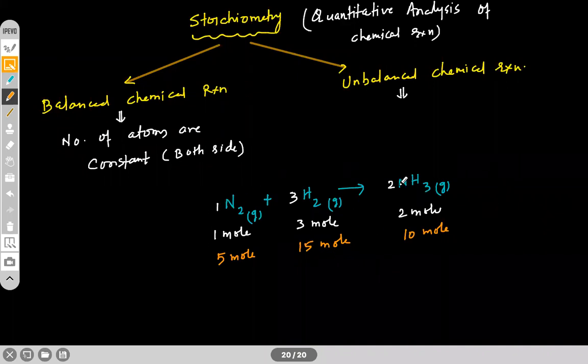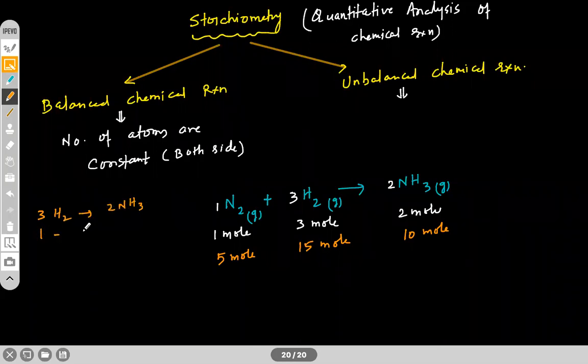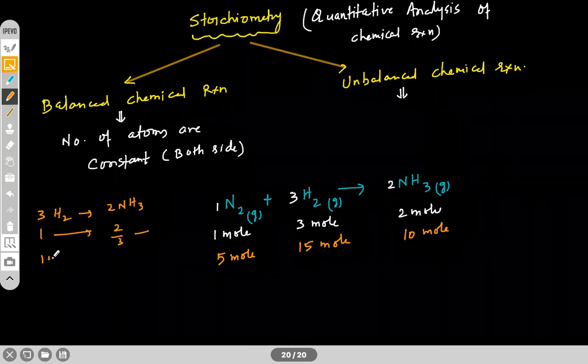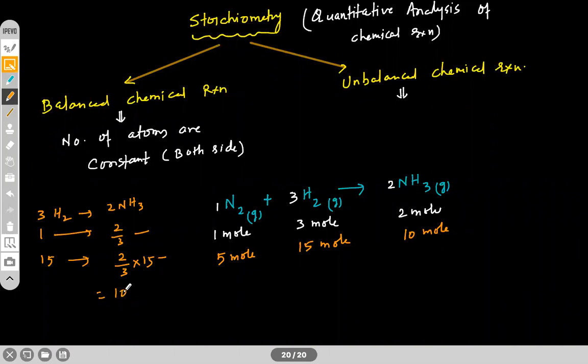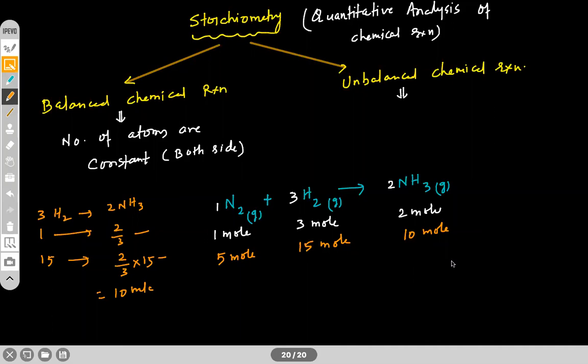And how do we do that? We can say 1 mole gives 2. So 5 moles give 10. Right? 3 moles of H2 give 2 moles of NH3. So 1 mole gives 2 by 3 moles of NH3. How many moles of H2 have we taken? 15. So 15 moles give 2 by 3 into 15 moles of NH3, which is 10. So the point I'm trying to make is what? N2 and H2 both give equal moles of NH3 in this case. Yes or no? Quickly, tell me.